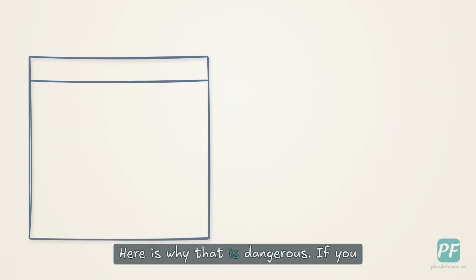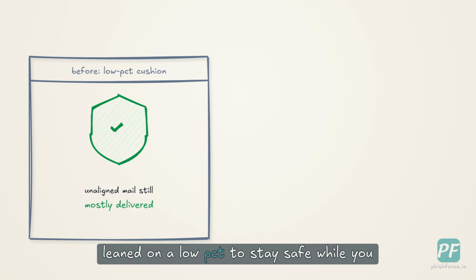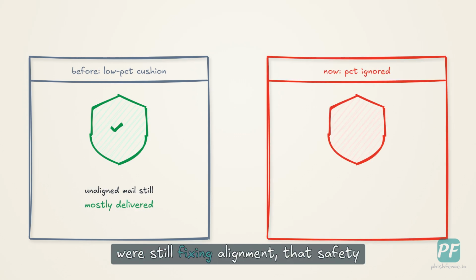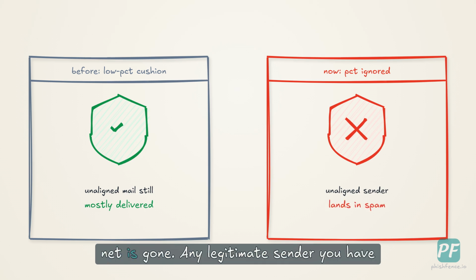Here is why that is dangerous. If you leaned on a low PCT to stay safe while you were still fixing alignment, that safety net is gone. Any legitimate sender you have not aligned yet can suddenly land in spam.